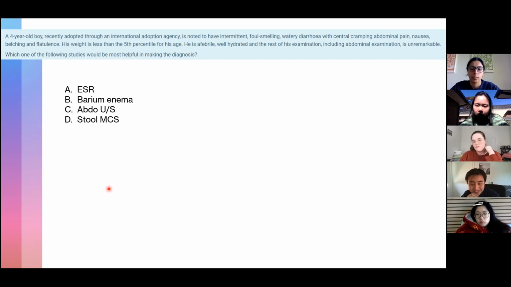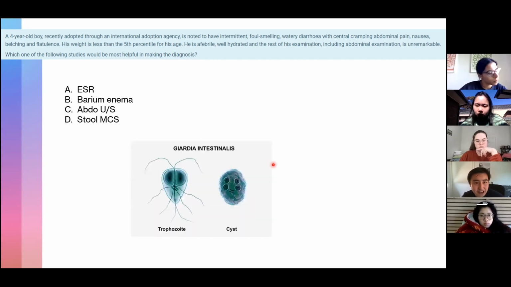Good. So everyone's pretty much getting this correct. The correct answer for this is your stool MCS, and this is actually a case of Giardia. What you might notice in the stem is that they're from an international adoption agency, which is essentially the examiner trying to tell you that they're from overseas or they've traveled. And they have intermittent foul-smelling diarrhea. That's, again, characteristic of Giardia, and they're not meeting their growth centers.